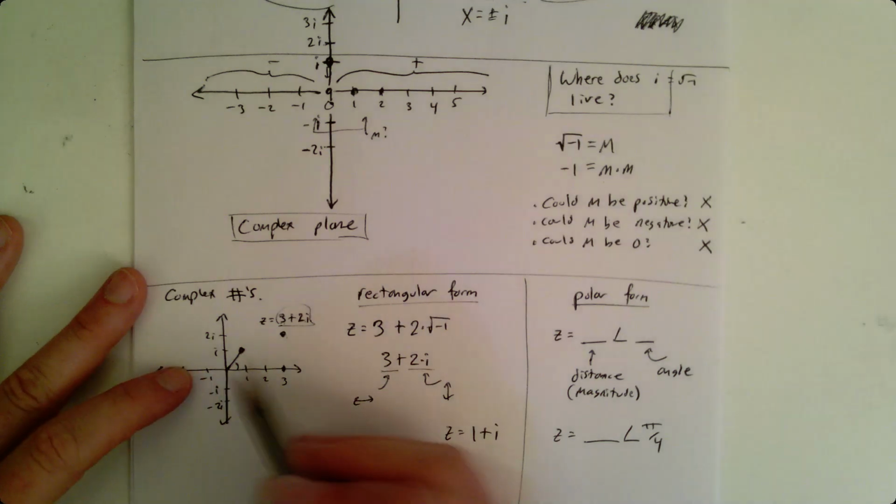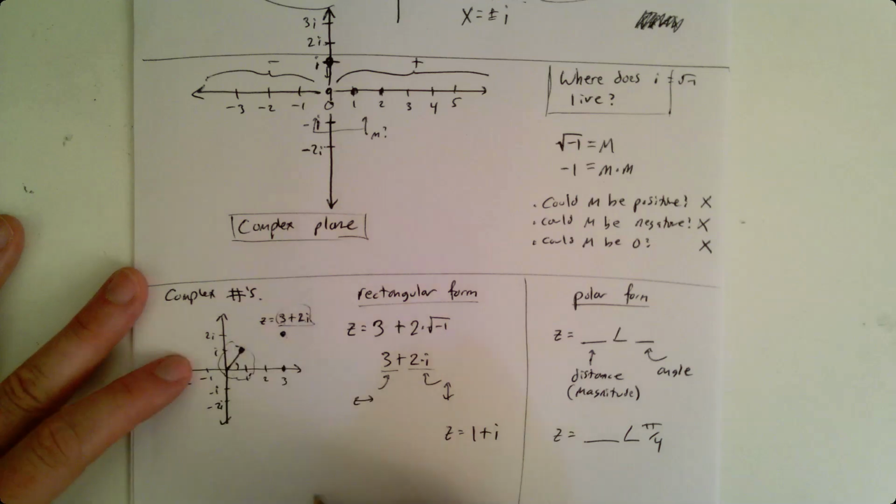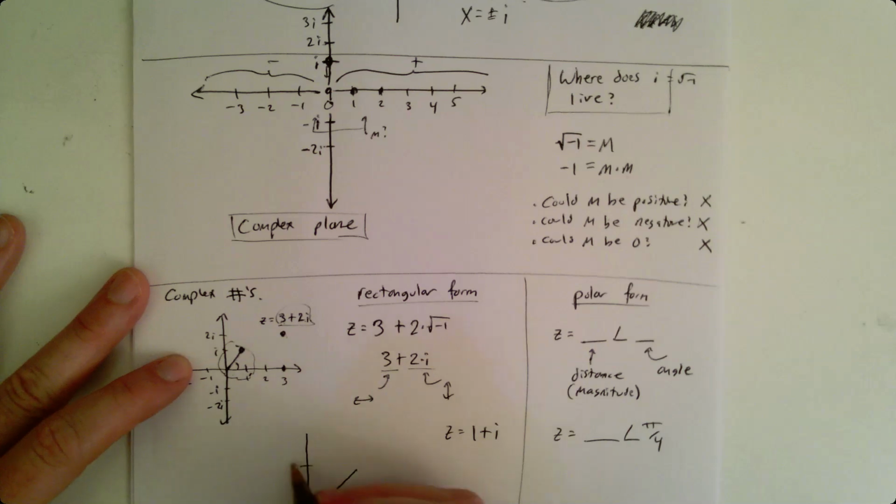How are we going to think about that distance? Let's kind of zoom in on that triangle. So here's the triangle. I'm going to draw the complex plane. Here's i, here's 1.